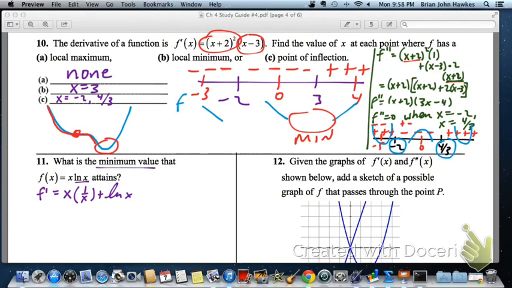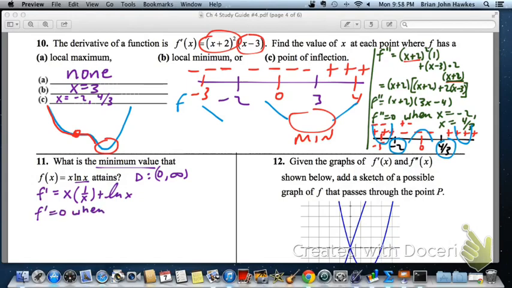Well, okay. Let's try the domain first. The domain is all real numbers greater than 0. So we don't want to consider any x values to the left of 0. We don't even want to consider 0. Okay, so we want to find when f prime is equal to 0.